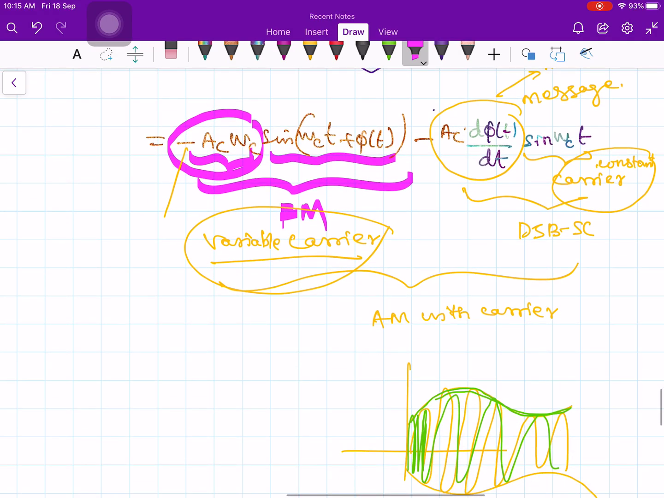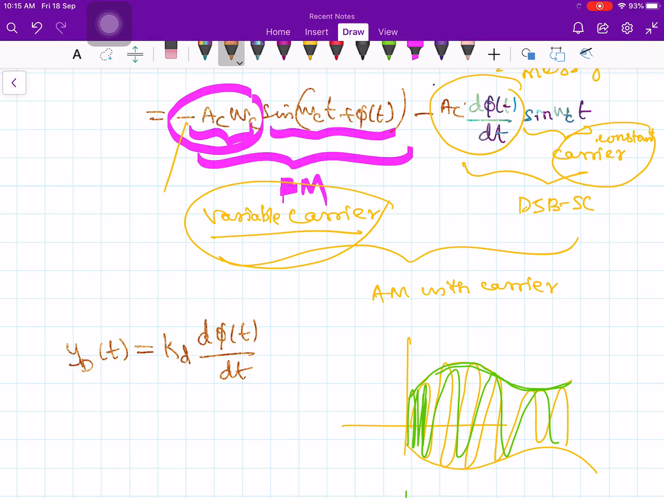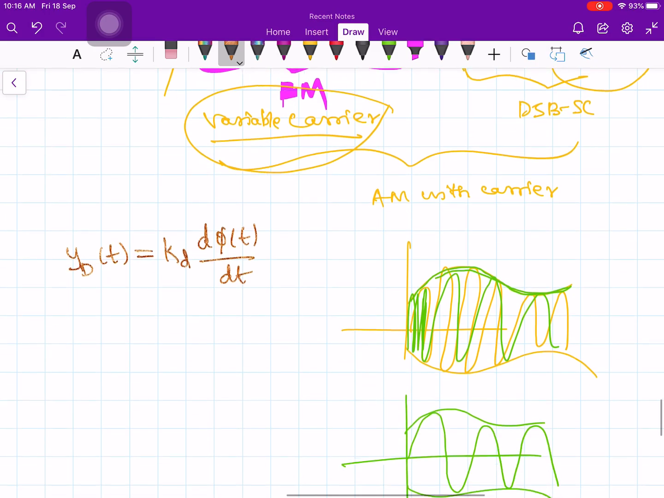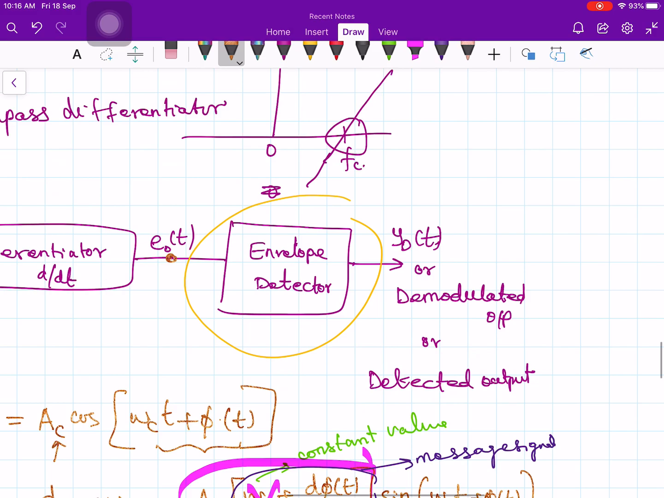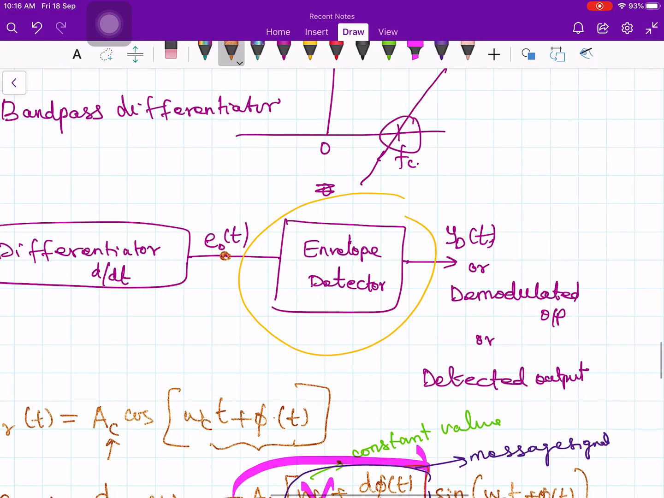Therefore, your y d of t is equal to k suffix d times d phi of t by dt. That's it. So in principle, by having a differentiator followed by an envelope detector, I can realize approximately what I want.